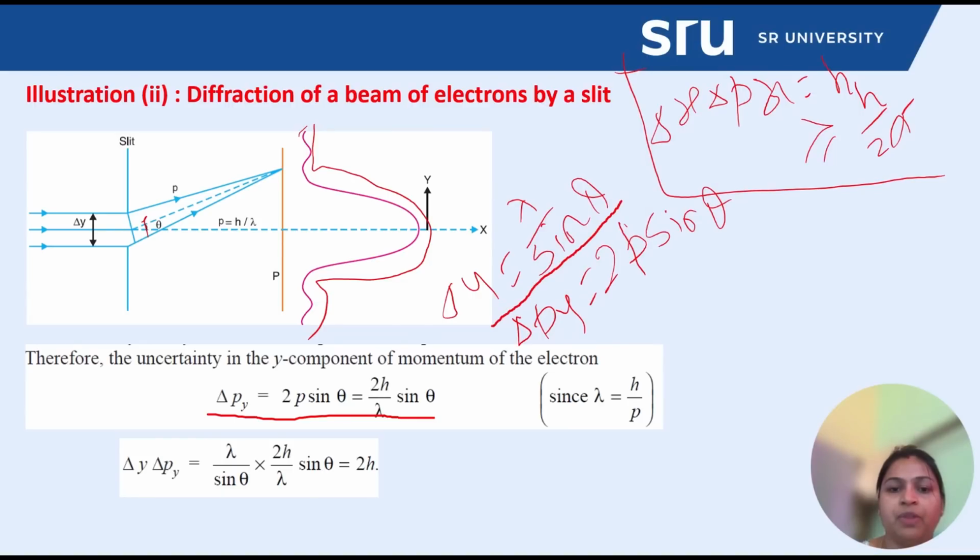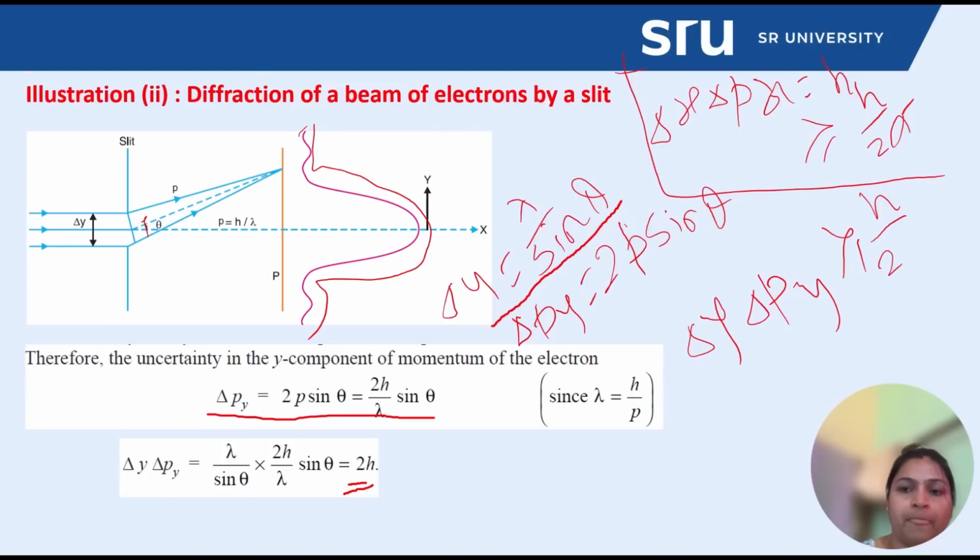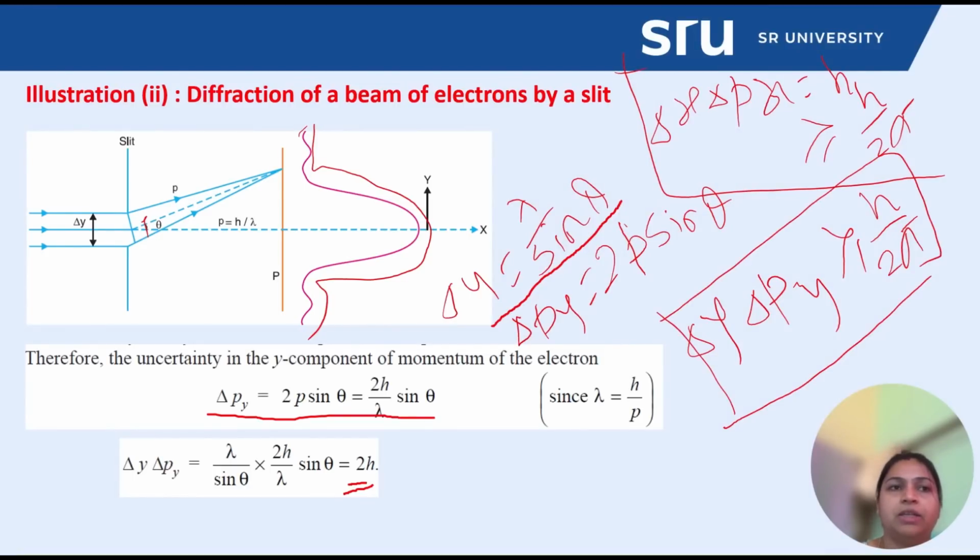So one can multiply delta y with delta py and find that it is equal to 2h. Or we can write it this way: delta y into delta py is greater than or equal to h by 2 pi. So this is basically the Heisenberg uncertainty principle.